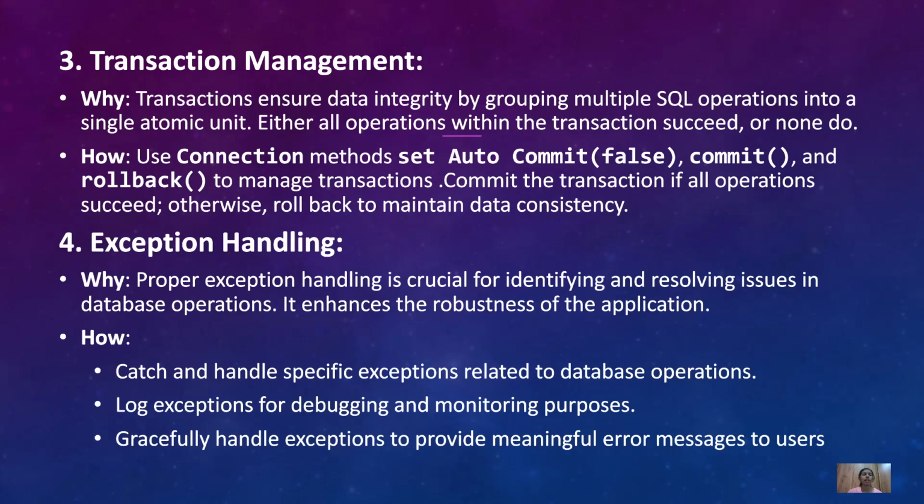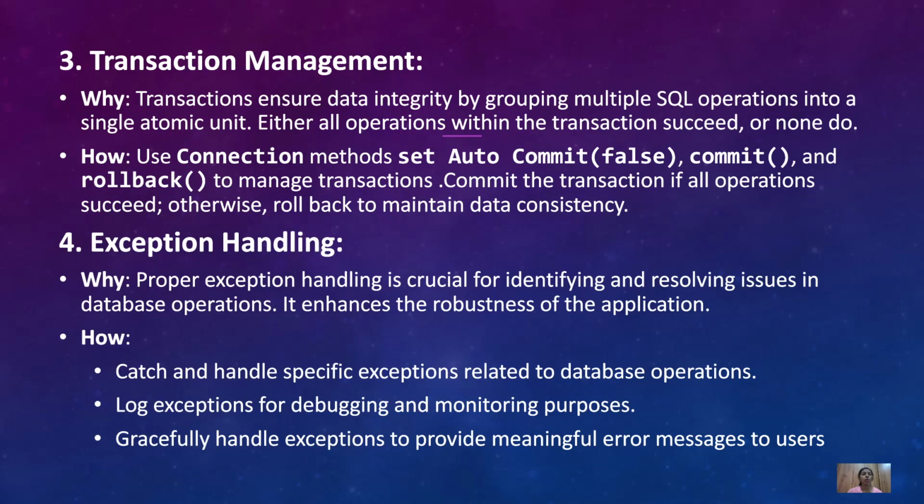Transaction management. Why do we do this? Because transactions ensure data integrity by grouping multiple SQL operations into a single atomic unit. Either all operations within the transaction succeed or none do. How do we do this? By using the Connection methods setAutoCommit(false), commit and rollback to manage transactions. Commit the transaction if all the operations succeed. Otherwise, roll back to maintain data consistency.